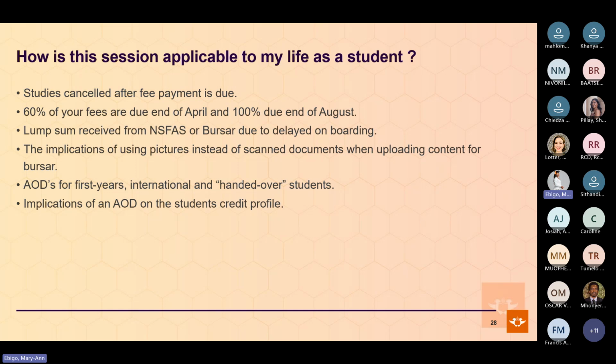And then with AODs, it's important to know that it's not allowed for first-year students. International students, they've newly decided this year, will be allowed to apply for AODs for outstanding debt that's below 10,000 Rand. And if your debt has already been handed over to debt collectors, you cannot apply for an AOD. Lastly, the implication of an AOD on a student's credit profile is that there are none. There are no negative implications of applying for an AOD on your credit profile.